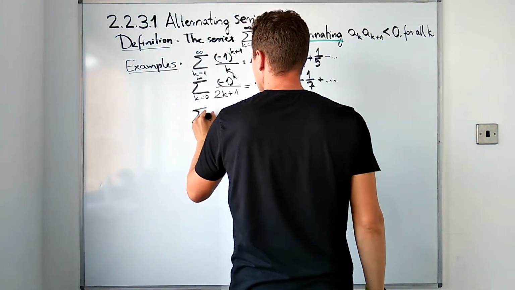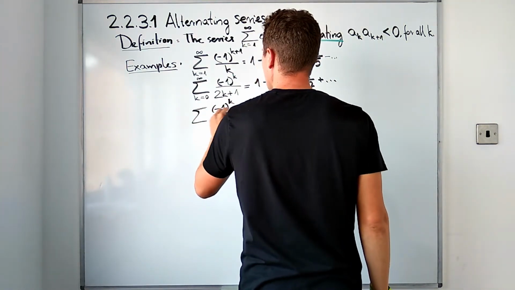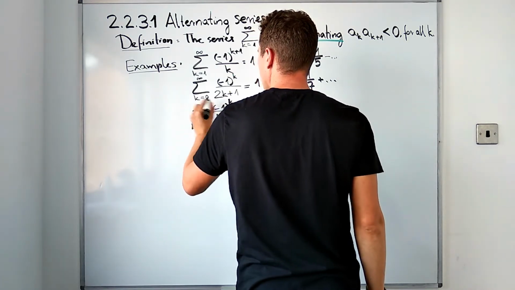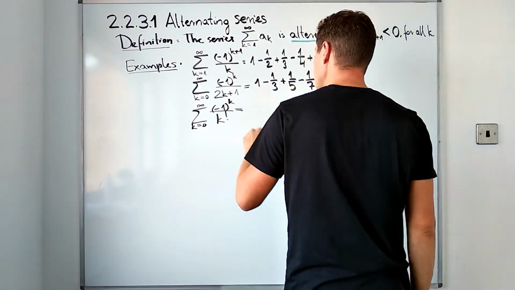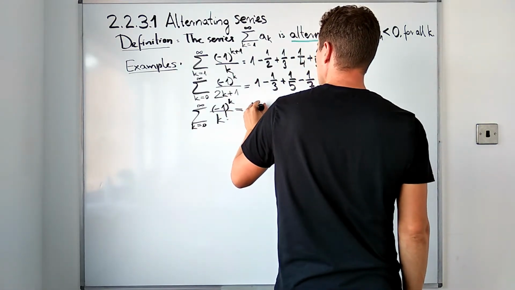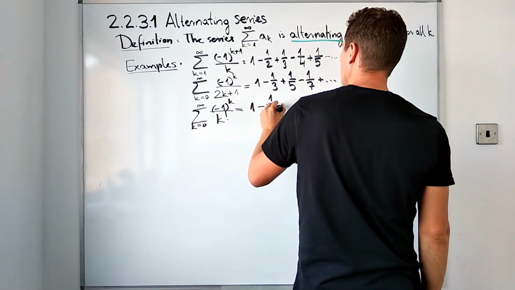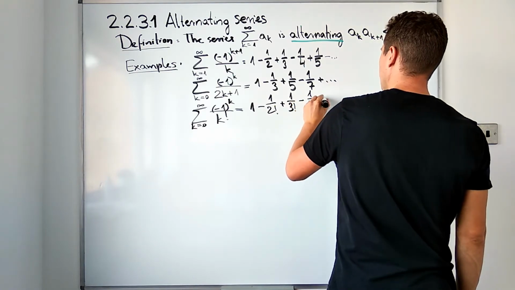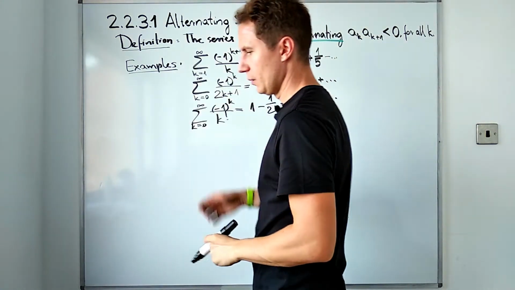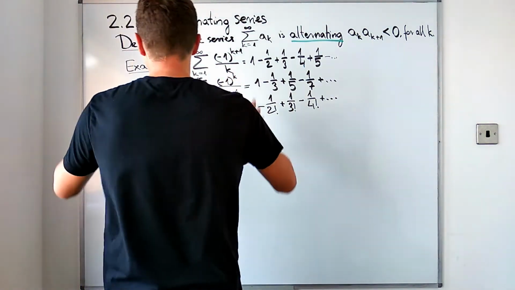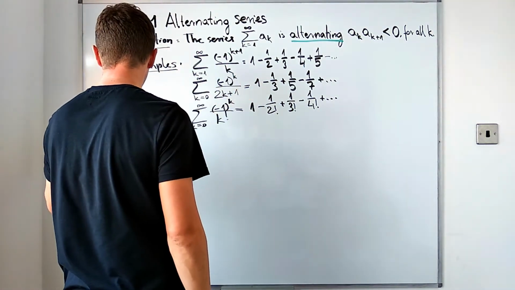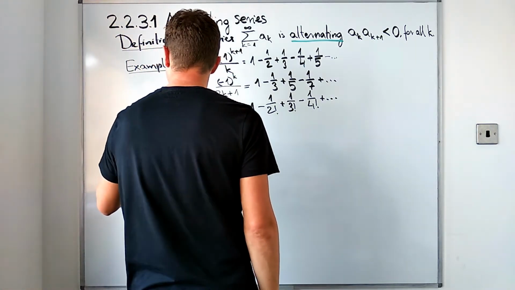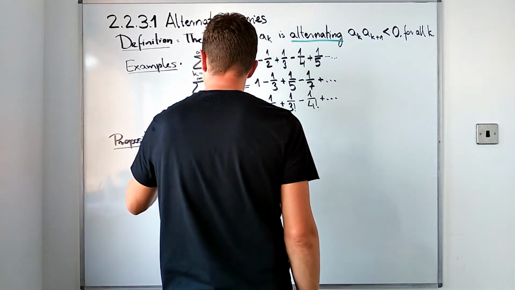The last alternating series I want you to have as an example is minus 1 to the power k divided by k factorial, with k going from 0 to infinity. So this is 1 minus 1 over 2 factorial plus 1 over 3 factorial minus 1 over 4 factorial, and so on. So these are examples of alternating series, and there will be a special test just for alternating series, and this is our proposition.